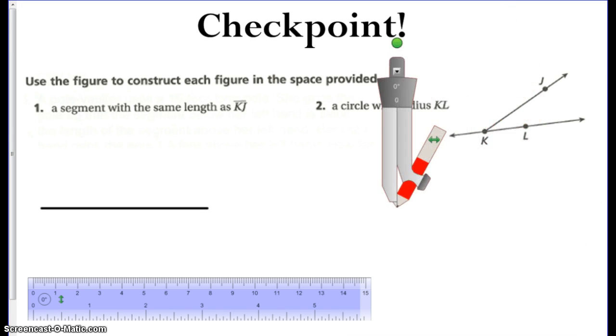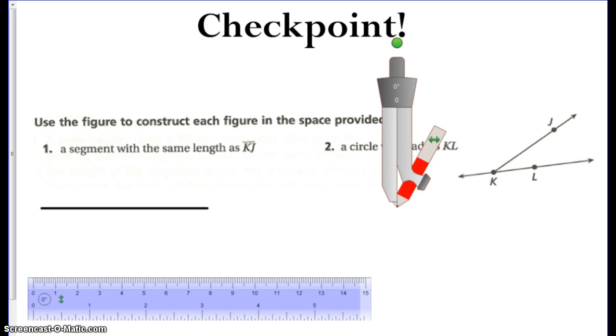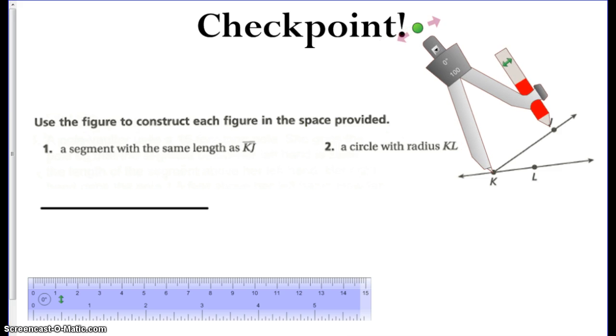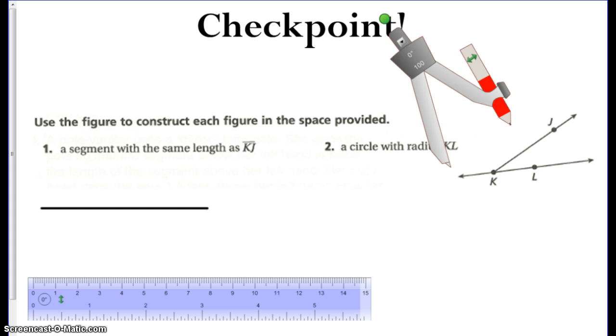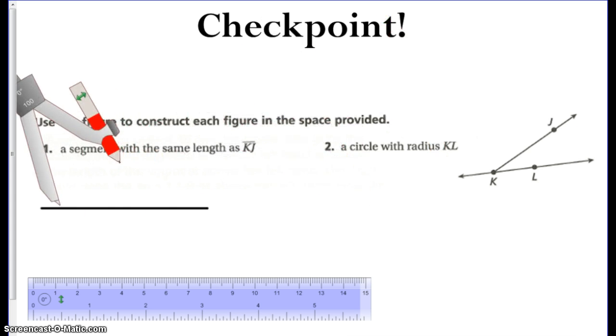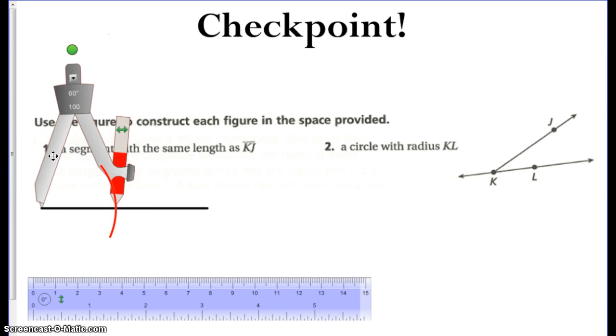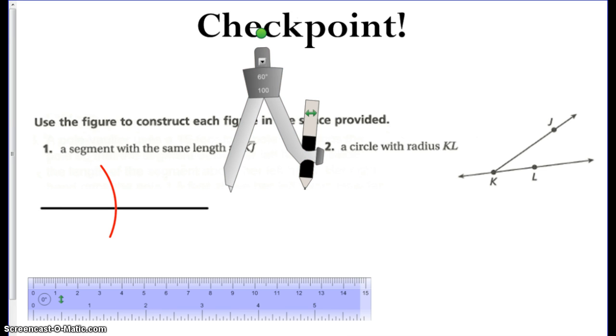I'm going to take my compass and open it up to the length of KJ. Beautiful, right there. This is now set to the width of KJ. I'm going to put my point right there and draw an arc right here. That means that from here to here is a new segment with the same length as KJ, and I'll name it AB. If you want to show me, you can erase the rest of the line segment, but I'd still like to see this arc because it shows me that you didn't just use the ruler.